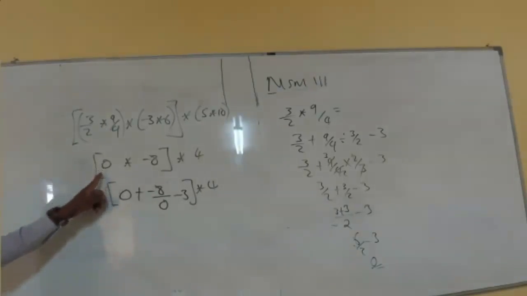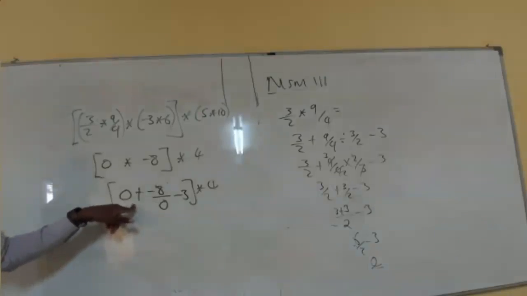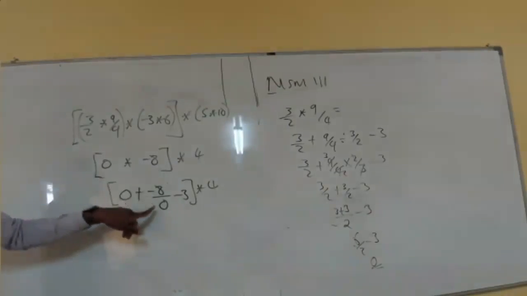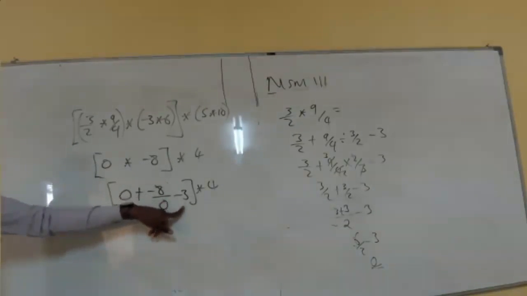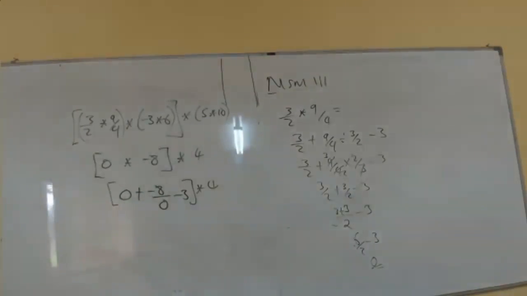So now replacing, starting with what's in here, I was saying the first number is 0 plus the second number, negative 8 over the first number 0, then subtract a 3. But this is undefined, so everything here becomes undefined. Alright, so that ends that now.